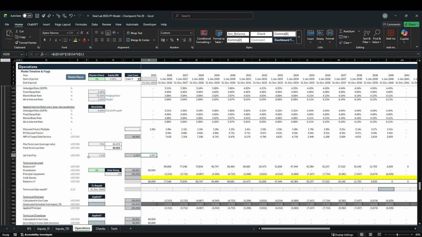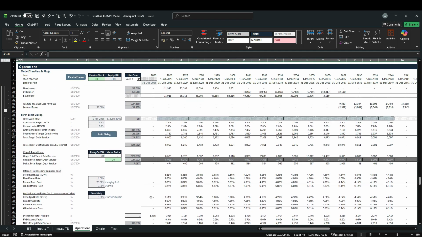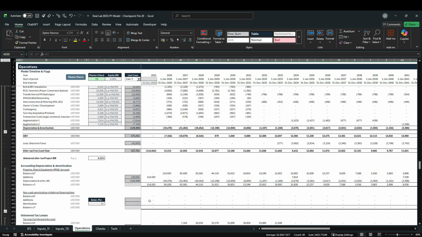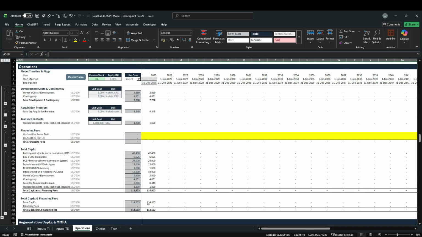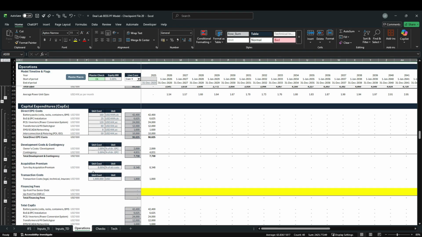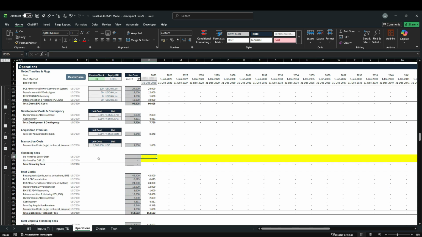So you might recall from a previous lesson that this upfront fee is also feeding into a section further up in our operations sheet, and we should have marked that in yellow. And you can see that under our CapEx section, we have modeled our upfront fee for both the senior debt as well as our LC. So let's link this now before we forget.